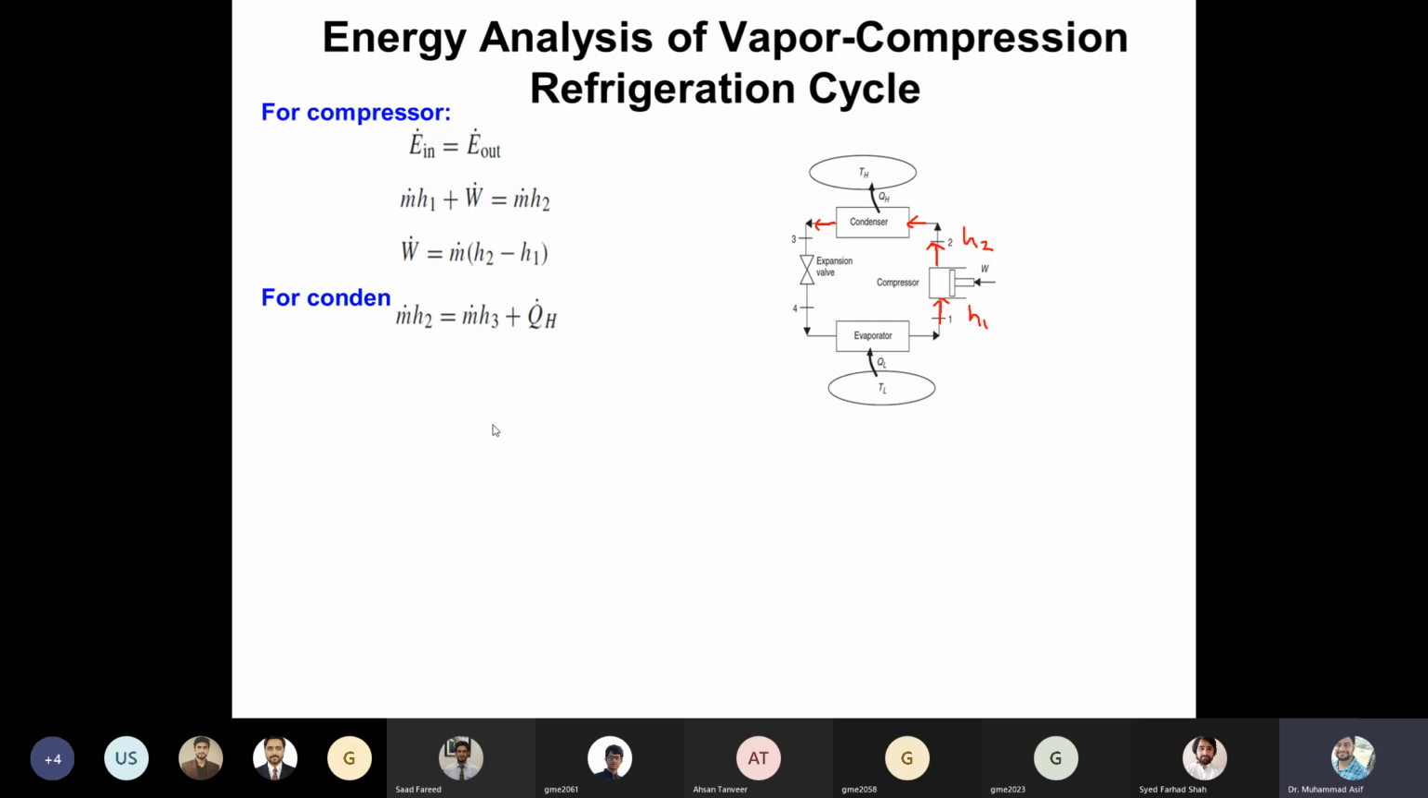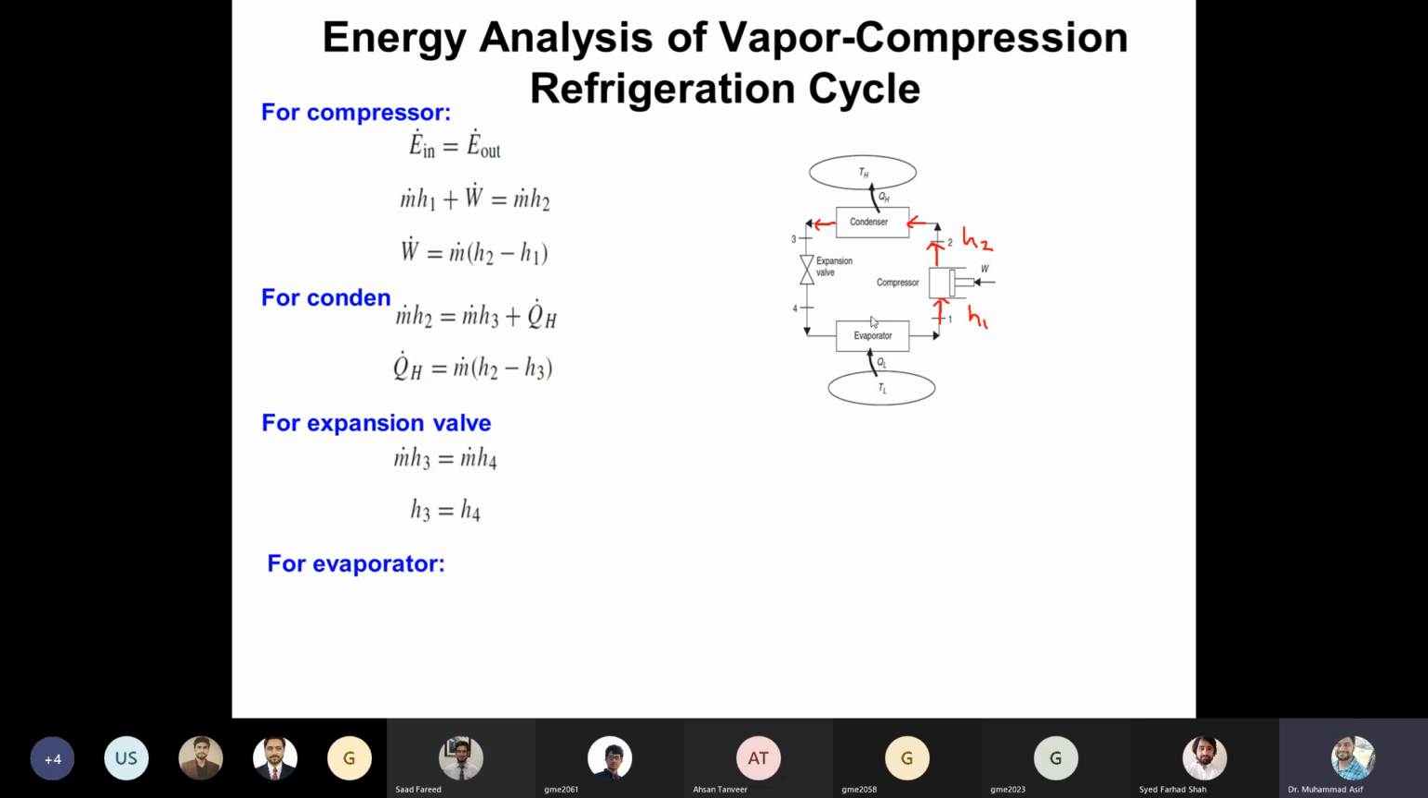So QH, the heat rejected, we can calculate by the difference of the enthalpy. Similarly, the expansion valve is called an isenthalpic process, in which the enthalpy remains constant. I mean H3 is equal to H4. This is an isenthalpic process.